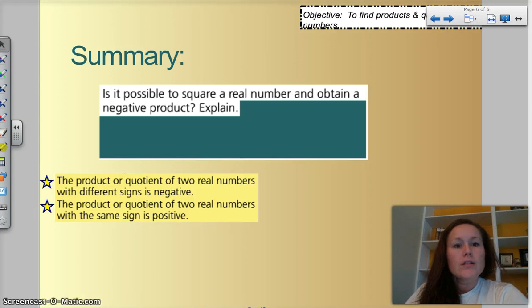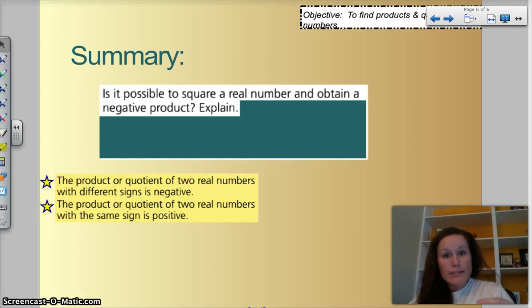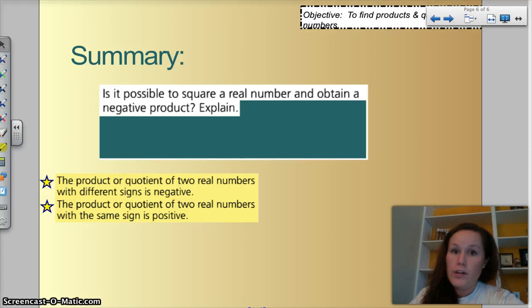All right, summary. Is it possible to square a real number, meaning multiply it by itself, and obtain a negative product? Go back 3 slides and you've got your answer. Explain your reasoning. We're going to talk about this on the flip side. See you tomorrow.